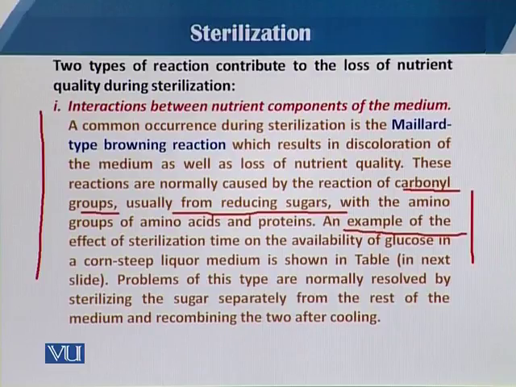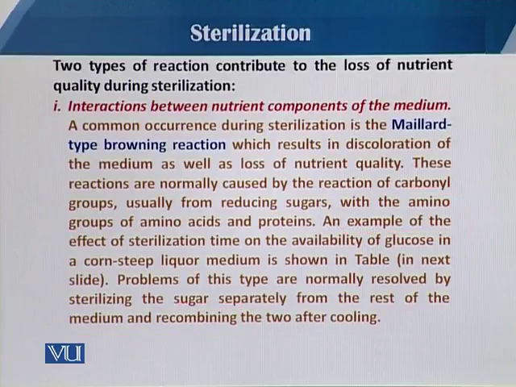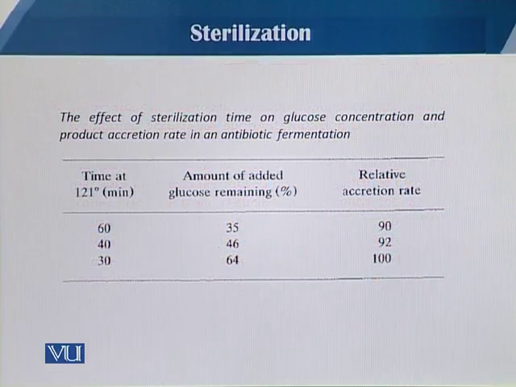The problem of this type is normally resolved by sterilization of some components separately, as in the case of sugar. This problem can be resolved by sterilizing glucose-like material separately from the other medium. In this table, you can see the effect of sterilization time on glucose concentration and the product accumulation rate in an antibiotic fermentation.